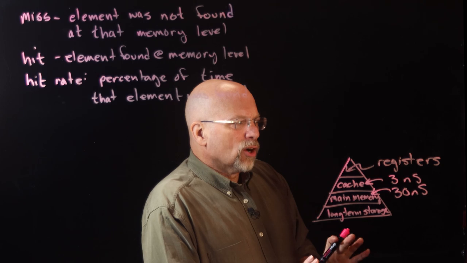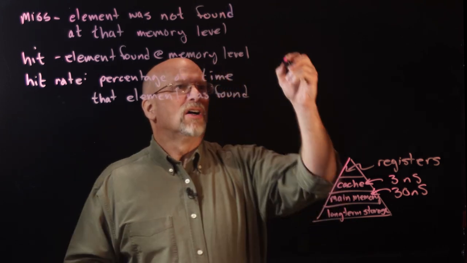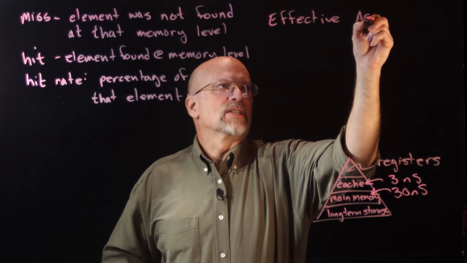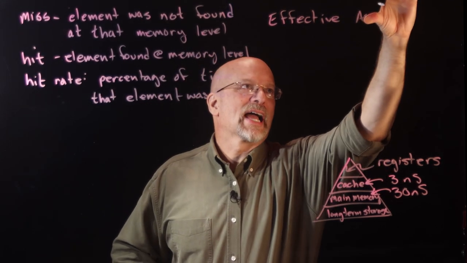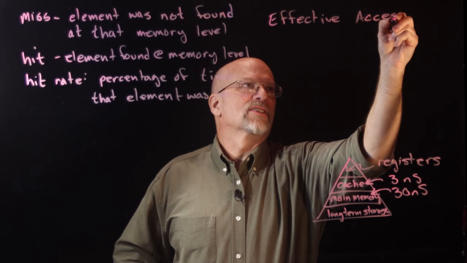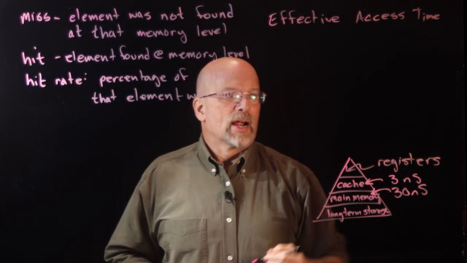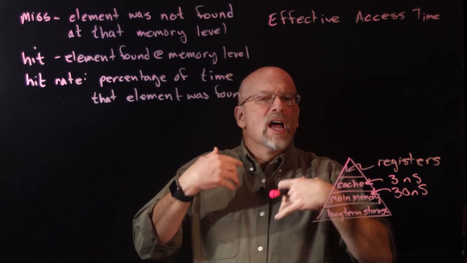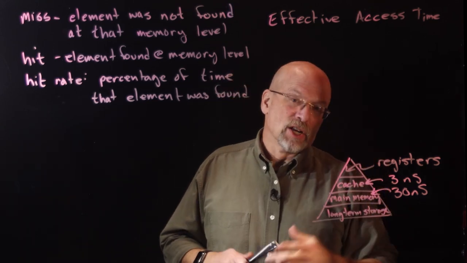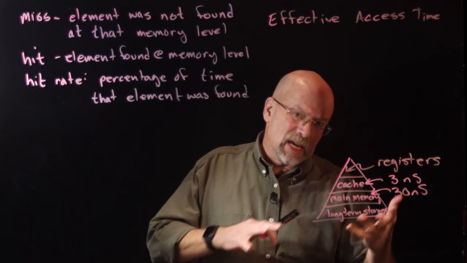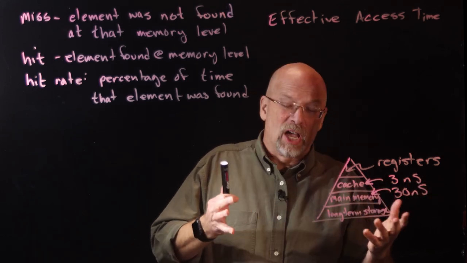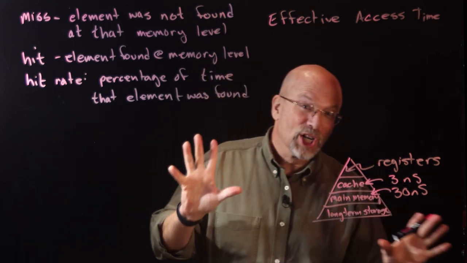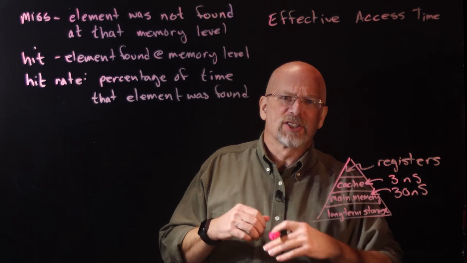Now, we are looking at computing something called the effective access time. Effective access time is basically, from the point of view of the processor, the average time to get stuff. Sometimes I'm going to be getting it out of the cache, sometimes out of main memory. So on average, what is the effective time? We're going to do a little math, but it's just multiplication and addition, so it's not a huge deal.